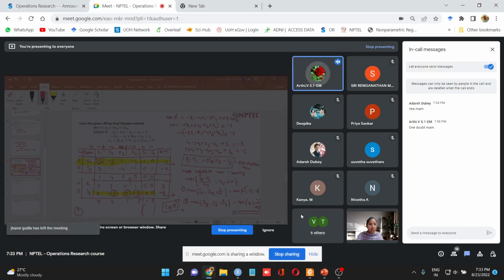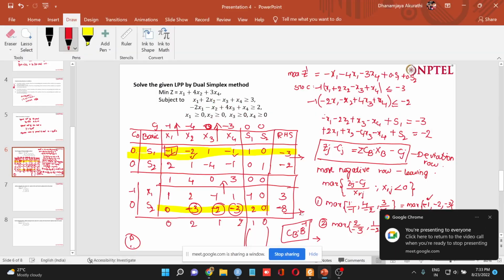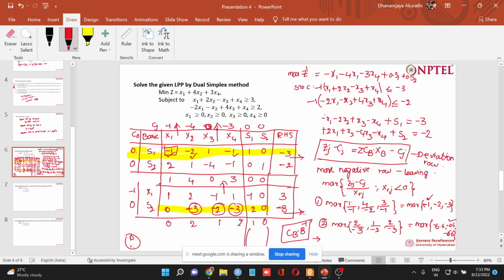Net evaluations having negative values now. Which values? Zj minus Cj values are negative. I just let you know that at the last iteration, when the Zj minus Cj values, that means the deviation rows, are negative, but still the RHS is also in the negative sign, then you can say our method has failed.